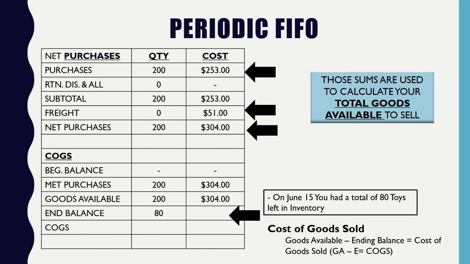So now the next step is we're going to solve for our cost of goods sold, which we talked about was your goods available minus your ending inventory. So in this case, if you started out with 200 items and you only have 80 left, what is your total cost of goods sold?